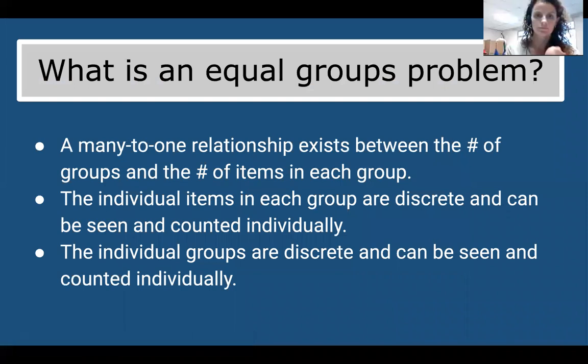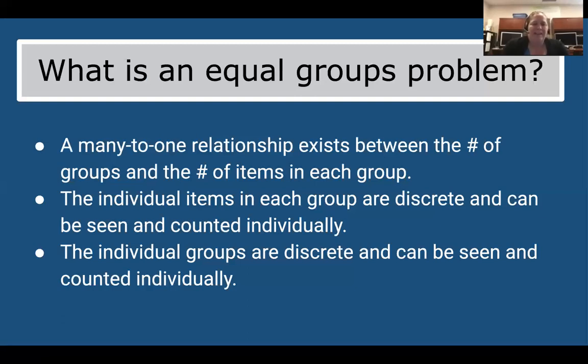So what is an equal groups problem? And this is a lot of writing on this slide, I appreciate. So some of you might want to snap a picture and try to make sense of it later. But basically, what's an equal groups problem? It's one where there is a many-to-one relationship that exists between the number of groups and the number of items in each group. So what does that mean?